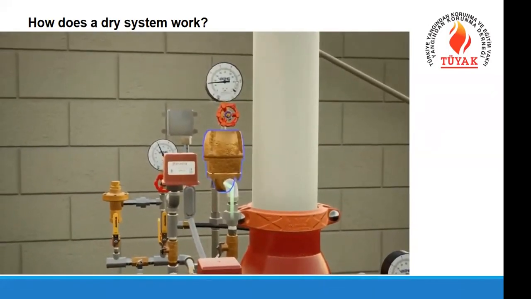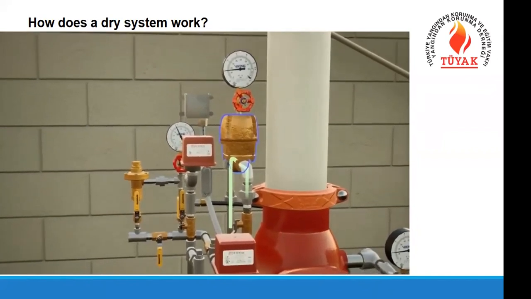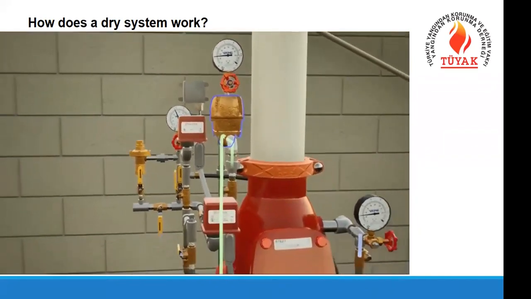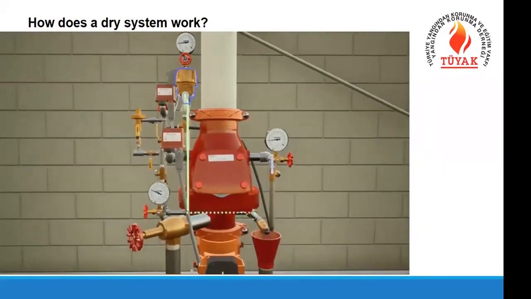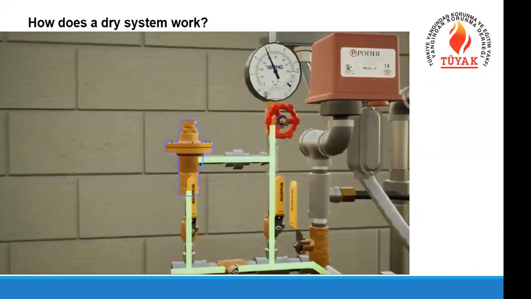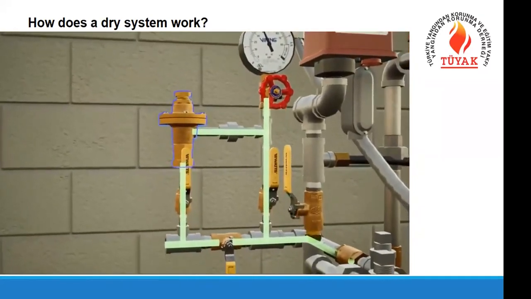If the system is equipped with an accelerator, a sudden drop of air pressure will cause the accelerator to activate, directing air pressure from the system side or outlet side of the dry pipe valve to the intermediate chamber of the dry pipe valve. If the air supply is equipped with an air maintenance device, air will pass through the air maintenance device to the system.